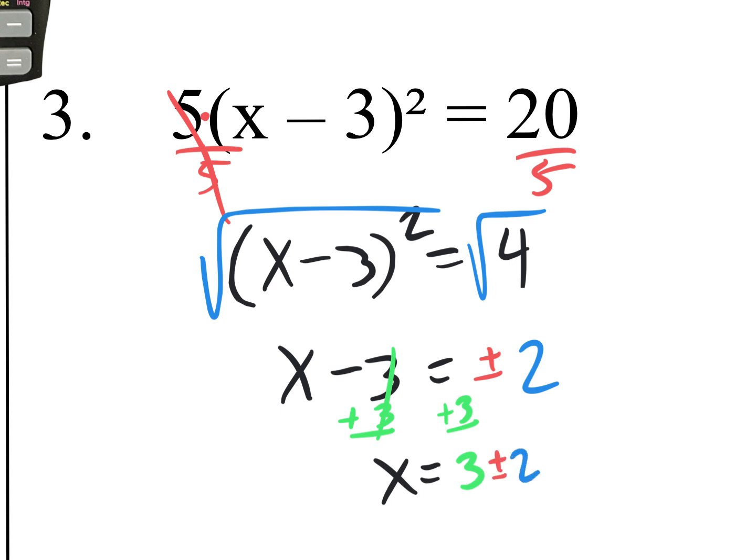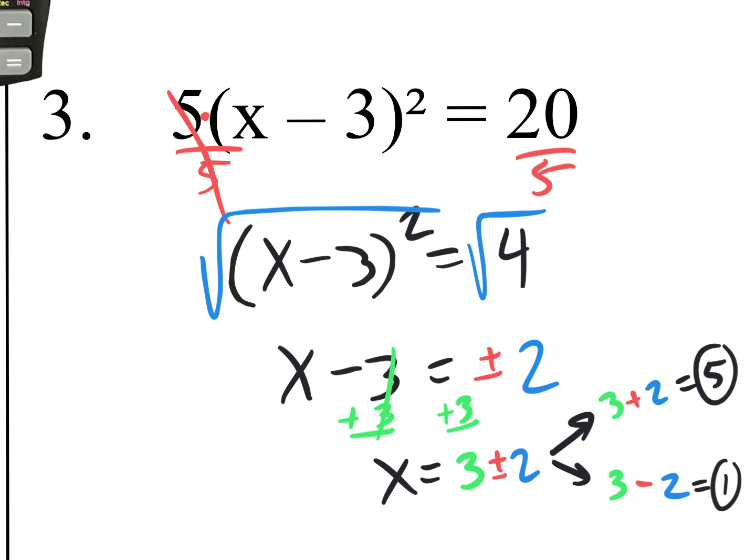Now, what is that really? Well, since I don't have square roots, I could actually continue and do both the plus situation and the minus situation. So I should write this as a 3 plus 2 and also a 3 minus 2. And of course, your two answers are going to be 5 and 1. So there are two answers to this quadratic equation.